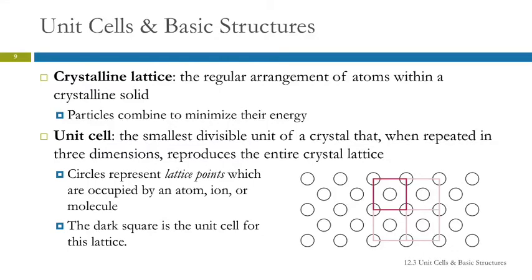So we can use X-ray crystallography to look at these long-range orders of atoms. And we call that a crystalline lattice. It's the regular arrangement of atoms within a crystalline solid. And so atoms can be arranged in different ways, and which way they choose is going to be the one that minimizes their energy. They're going to go together in a way that minimizes their energy.